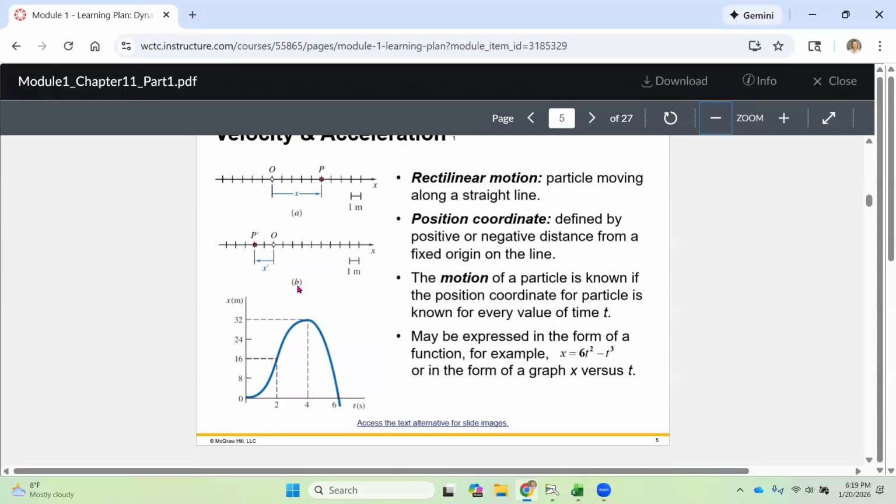Now, once we know what's happening with the motion, we can also graph it based on an expression or an equation that fully defines that position. We're going to be using Excel to create a curve that represents how the position changed over time for that particle.